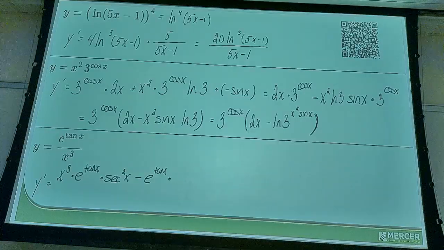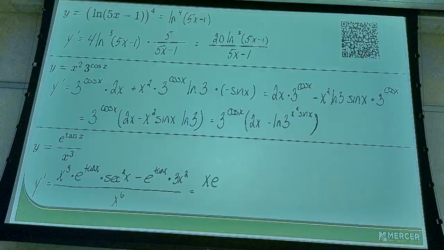No, this one's difficult. What's the derivative of the denominator? 3x squared. What's x cubed squared? x to the sixth. Now let's simplify. I guess I could factor out that tangent as well.